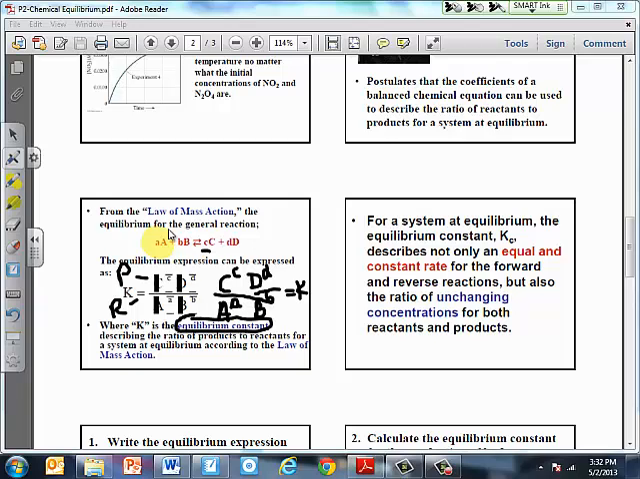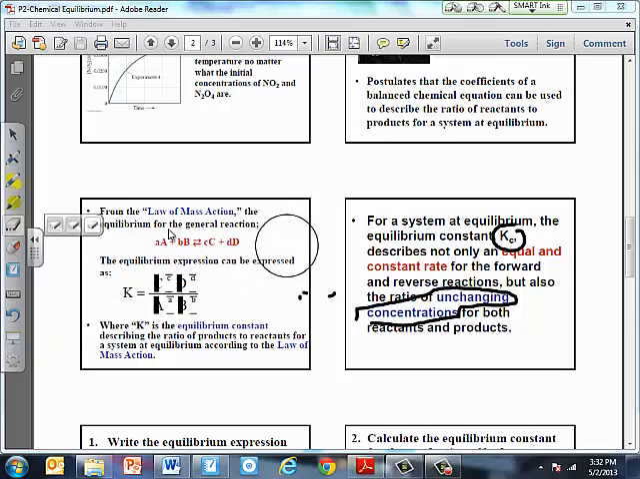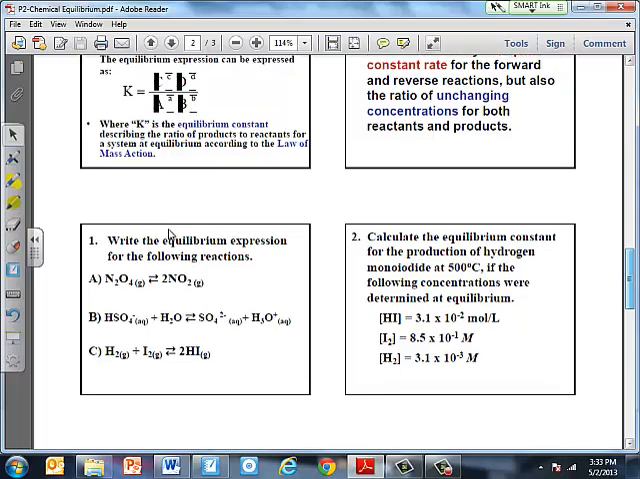Okay, K is what we refer to as the equilibrium constant. And pretty much what you guys have to be able to do is write these constants and solve for K. And that's it. So for a system at equilibrium, the equilibrium constant Kc describes not only an equal and constant rate for the forward and reverse reactions, but also a ratio where the concentrations or the pressures stay the same and don't change.